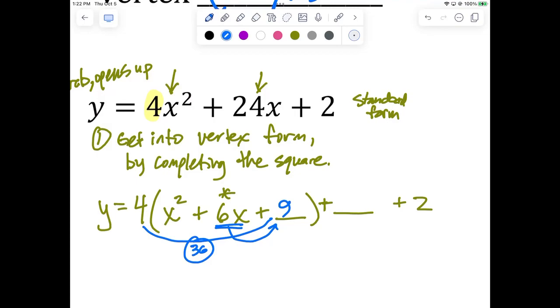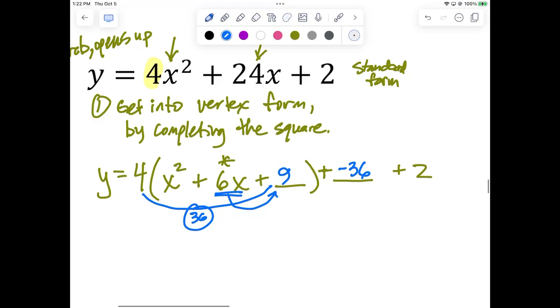Now, in order to not change the problem, I need to make sure I'm adding a 0. So whatever that number is, which could be positive or negative depending on what you factored out, I have to put the opposite of that number. So here I'm going to put a negative 36. All right, now I can factor it. I keep the y equals all the way down. Don't forget that. The 4 goes along for the ride, and the bubble turns into a bubble squared.